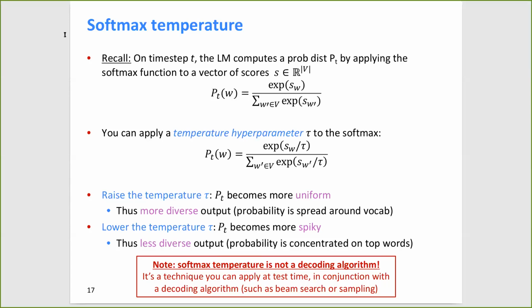But when the softmax temperature is decreased, the output is concentrated more on the top words. It's more like, again, picking the most probable word.